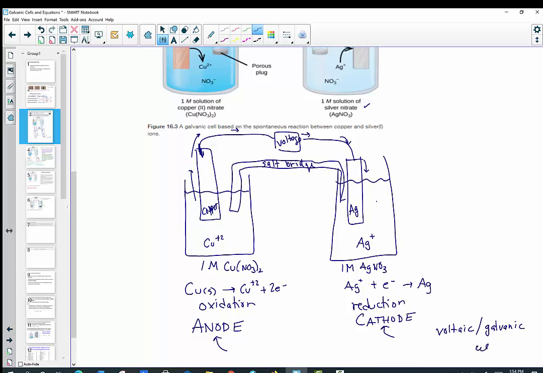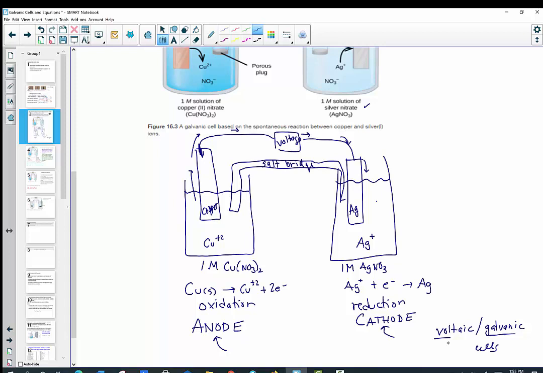Now I'm emphasizing that voltaic and galvanic are the same thing. Galvanic cell is an honorary name named after a scientist, Galvani, and a voltaic cell simply comes from the voltage, the unit that we measure potential difference in. But do hear those as the same term.